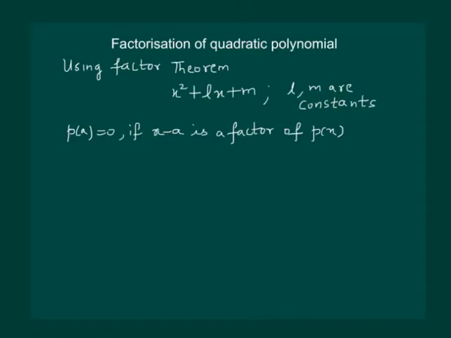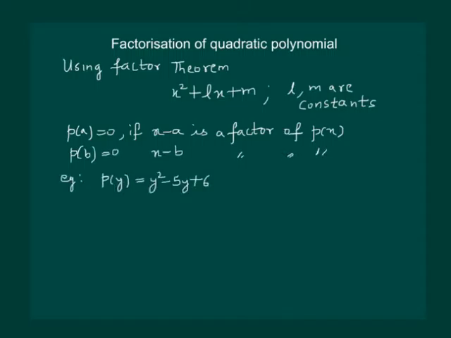And since it is a quadratic polynomial, it will have two factors. So we will have to find another real number b for which p of b is equal to 0. Then x minus b will be a factor of p(x).